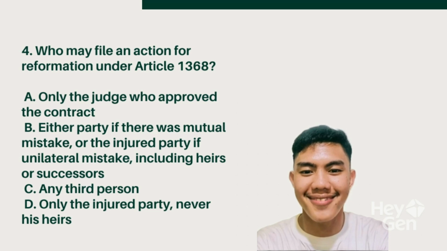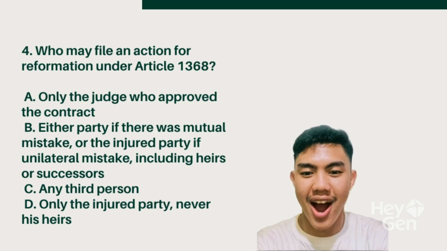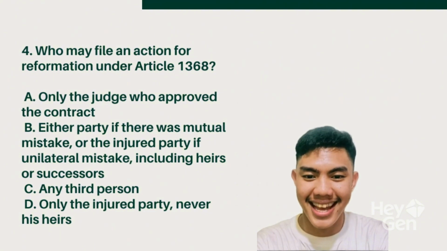4. Who may file an action for reformation under Article 1368? A. Only the judge who approved the contract. B. Either party if there was mutual mistake, or the injured party if unilateral mistake, including heirs or successors. C. Any third person. D. Only the injured party, never his heirs.